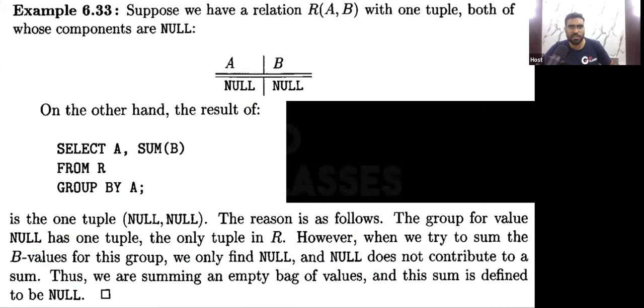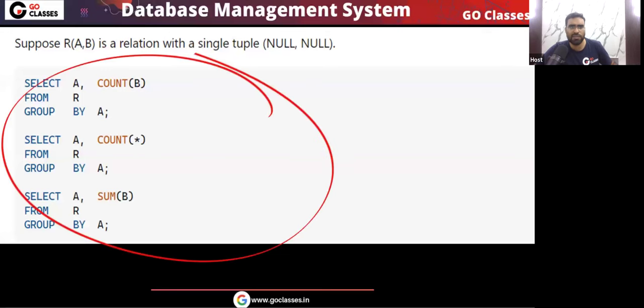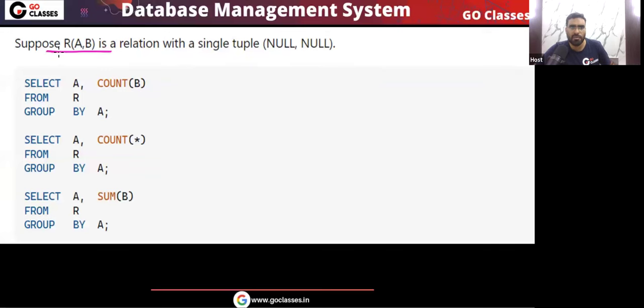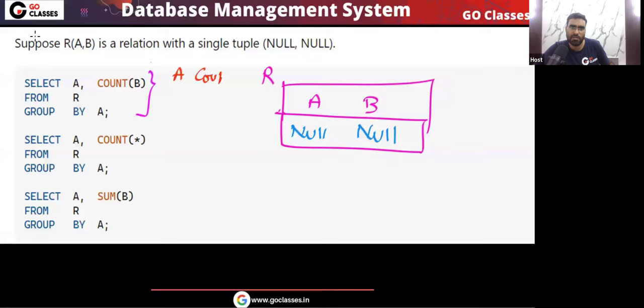You can read this explanation here. When you have sum B, the answer will be null, null. Tell me the answer for this question quickly. This question I have taken from Stack Overflow. R(A, B) is a relation with a single tuple, null, null. So there is a single tuple in this R, that is A, B, and that is null, null. So tell me the answer. Here, what will be the answer? Okay, very simple. For this query, the answer will be, there will be count of B.